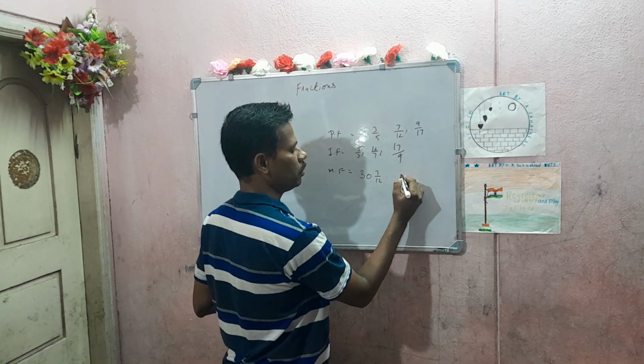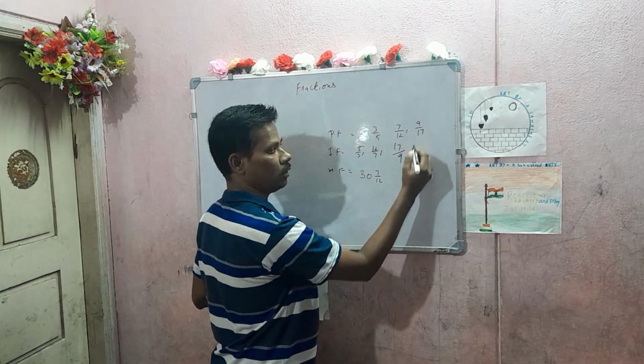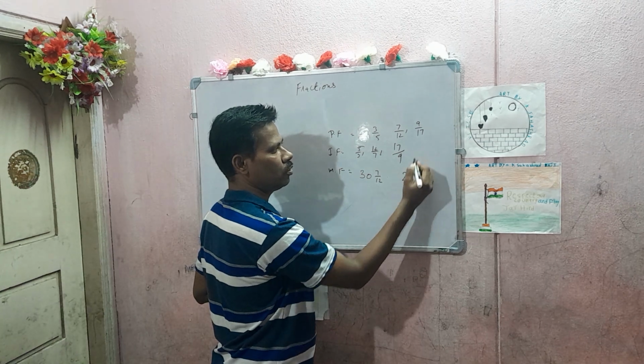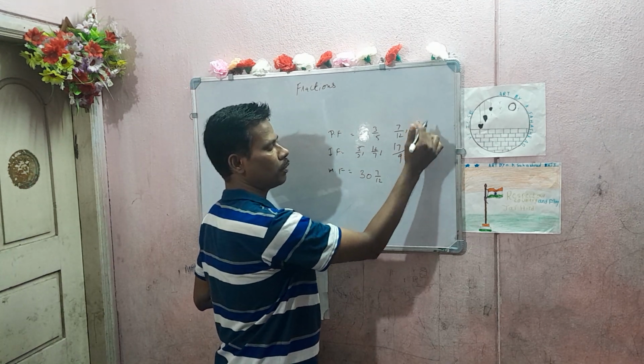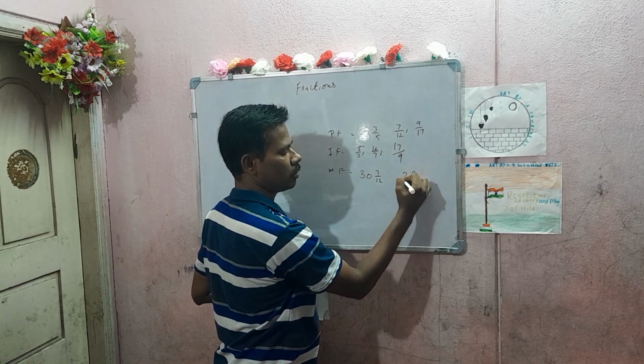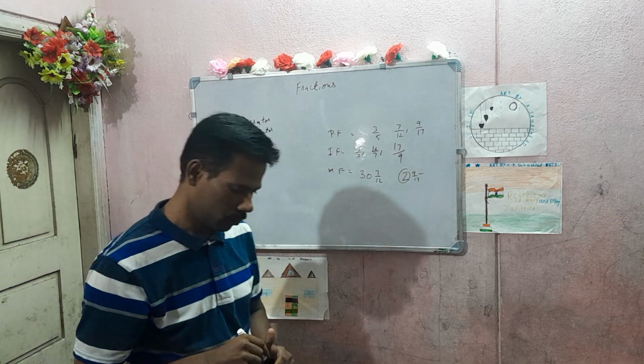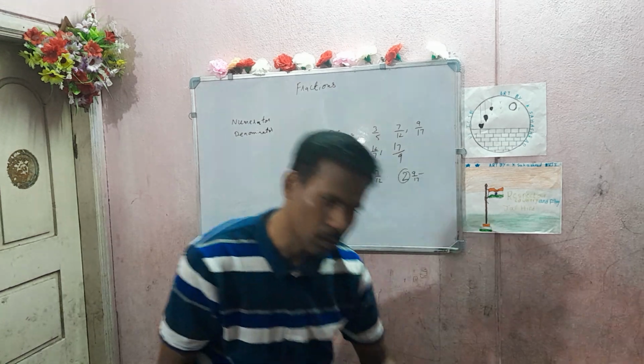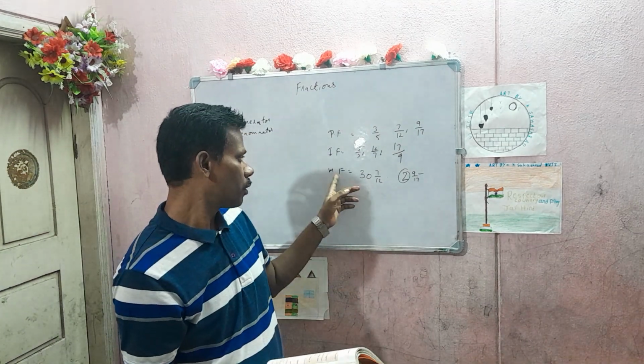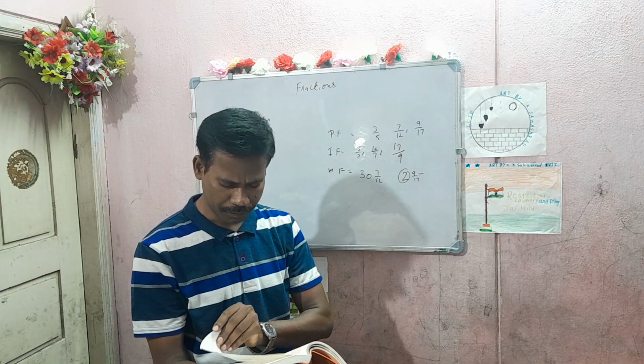For example, as a number I will take 2 and a proper fraction. This can be written like this: 2 is a number and the proper fraction is attached. So simple. Mixed fraction is also over. Next.